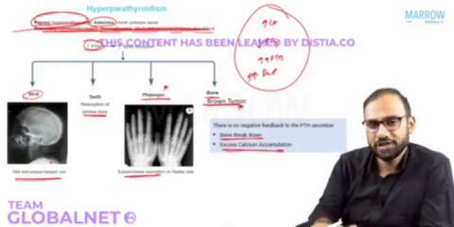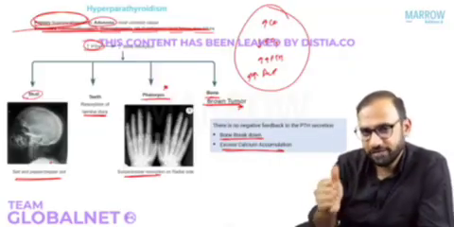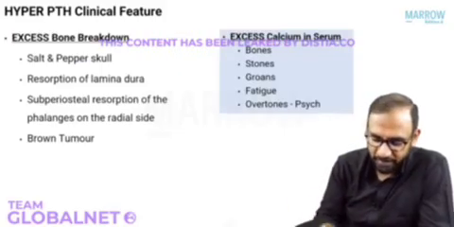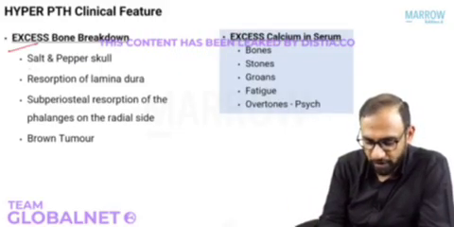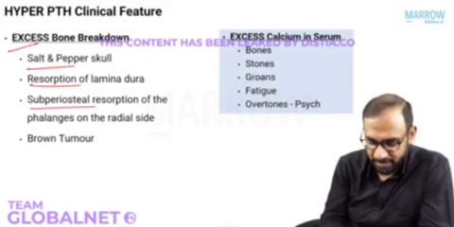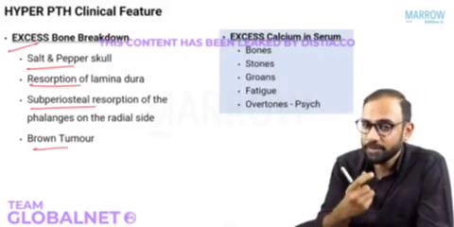So the end manifestation of primary hyperparathyroidism is two things. Number one, excessive calcium in the serum, and number two, excessive bone breakdown. And whenever there is excessive bone breakdown, I've told you we have salt and pepper skull, resorption of lamina dura, subperiosteal resorption of phalanges, and brown tumor. And because of excessive serum calcium, what will be the manifestation?